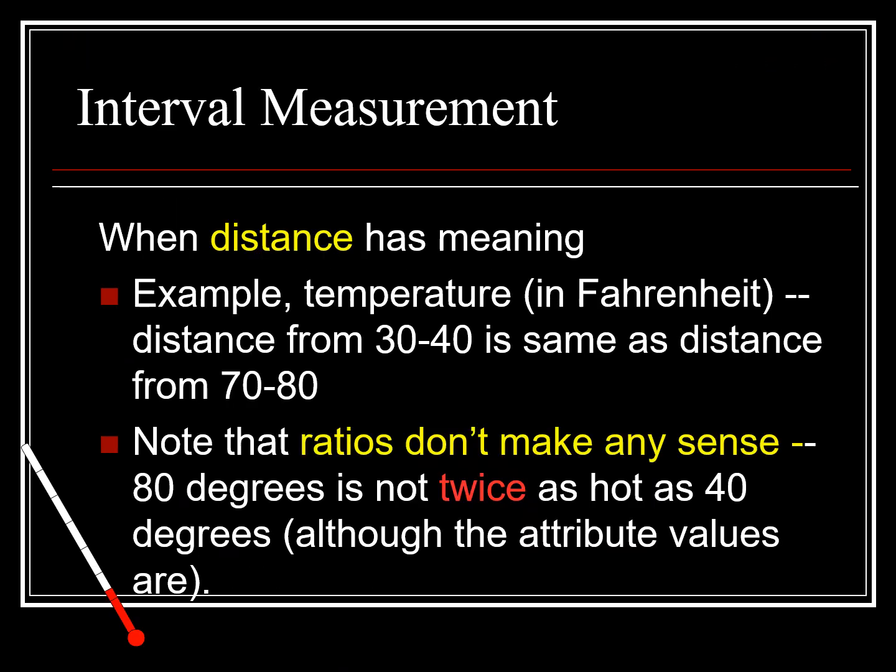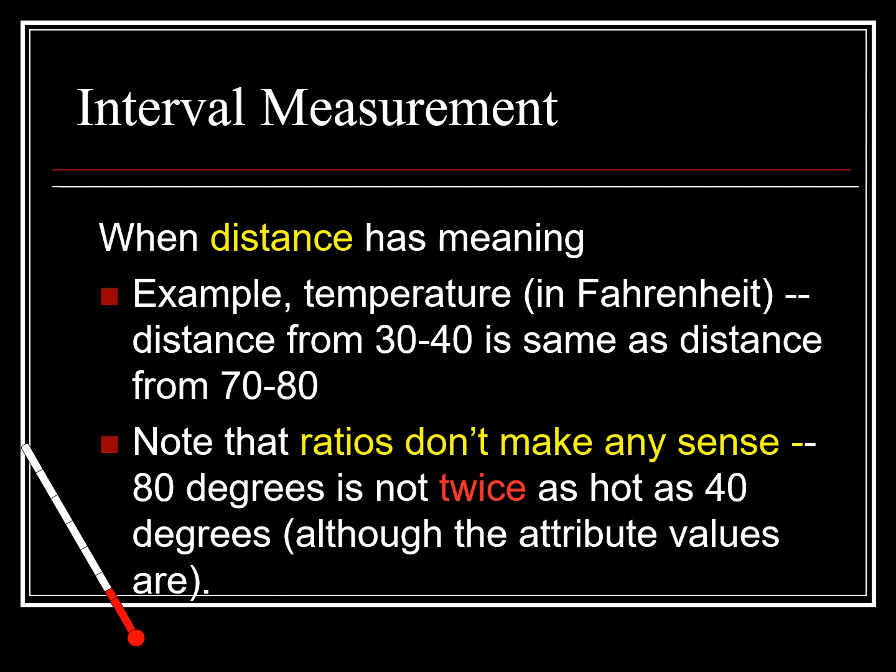Finally, when we're talking about different types of interval measurement, it's when the distance has meaning, but we don't have an absolute zero. So for another example, temperature in Fahrenheit: the distance between 30 and 40 is the same as the difference between 70 and 80. We have equal distance. However, the ratios don't make sense. 80 degrees is not necessarily twice as hot as 40 degrees, although the attribute values are.